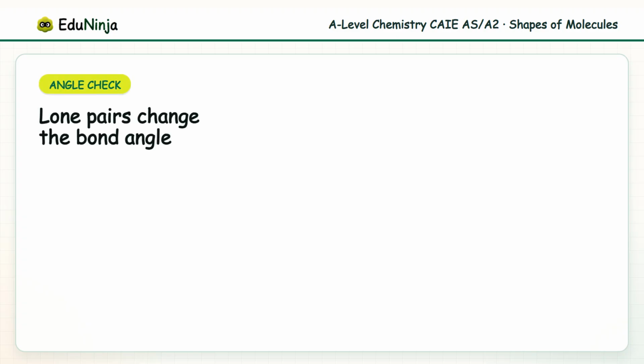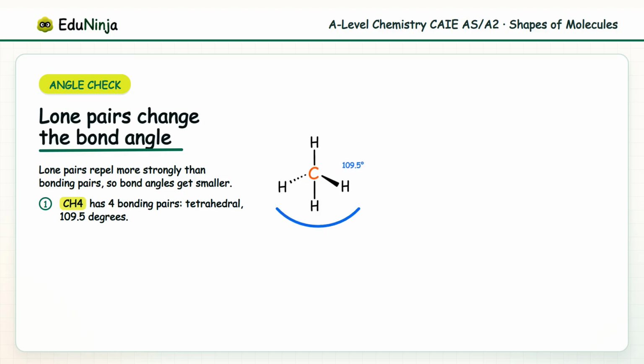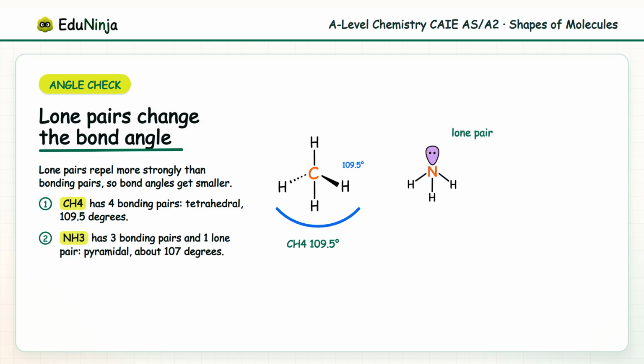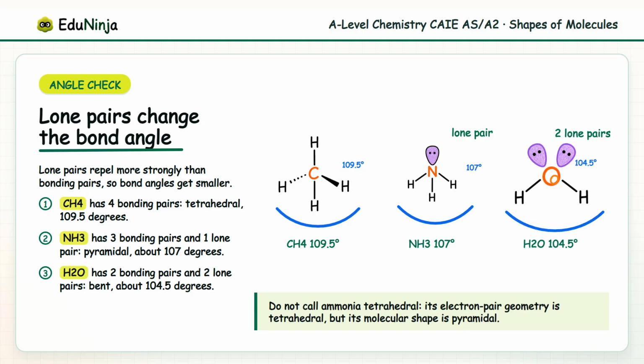Now, add lone pairs. Lone pairs repel more strongly than bonding pairs, so the bond angle becomes smaller. Methane has four bonding pairs, so it is tetrahedral, 109.5 degrees. Ammonia has three bonding pairs and one lone pair, so the molecular shape is pyramidal, about 107 degrees. Water has two bonding pairs and two lone pairs, so it is bent, about 104.5 degrees.